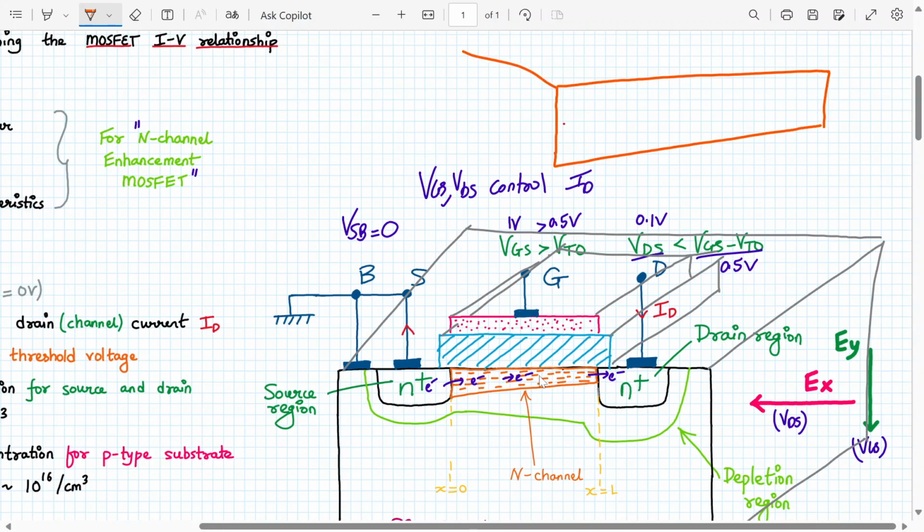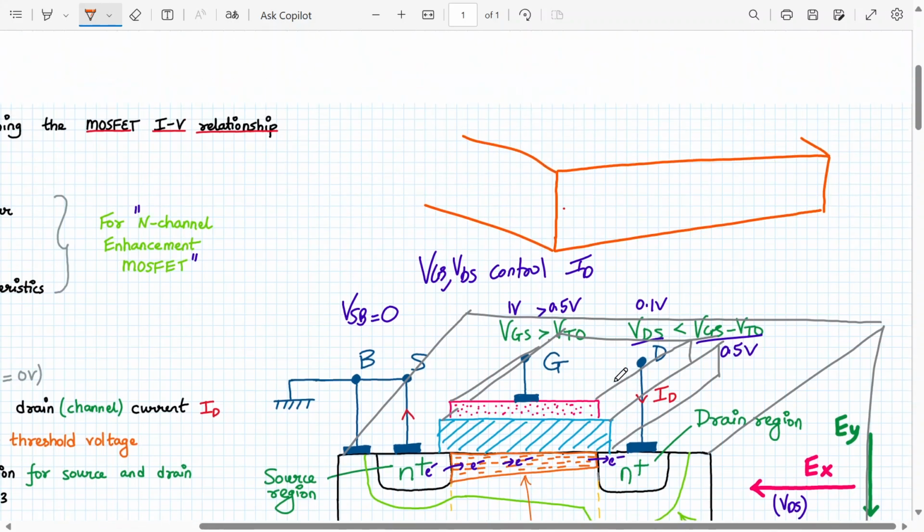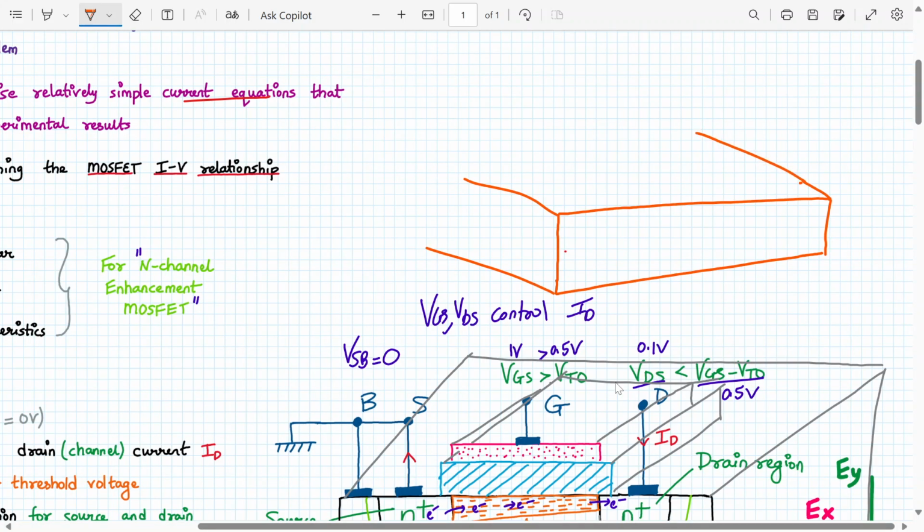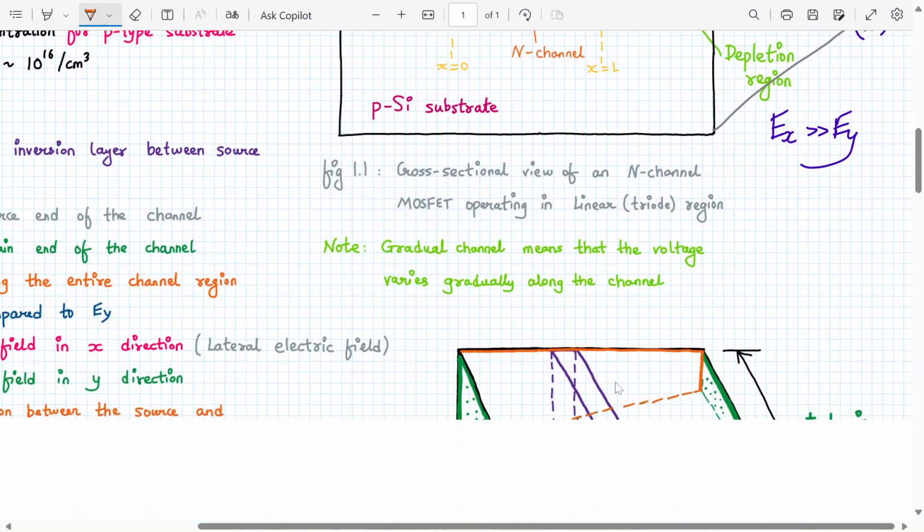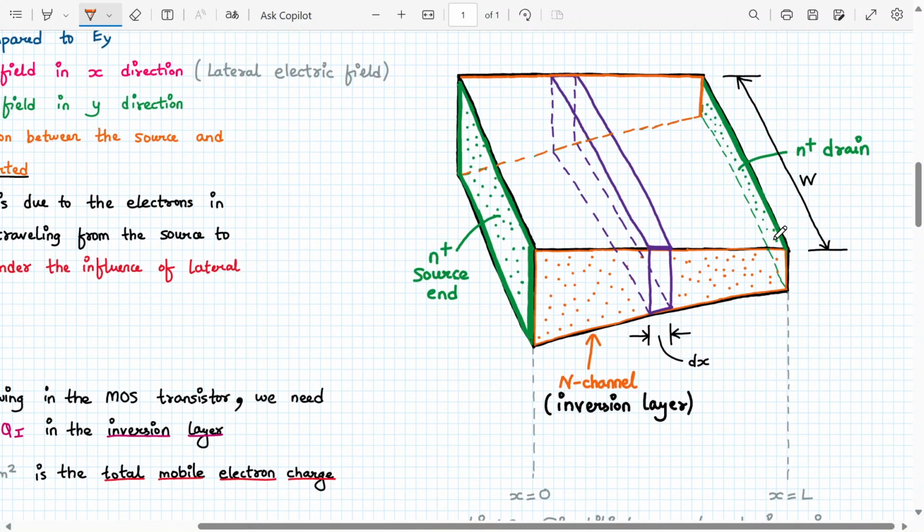But if I extend it in the 3D direction, it will look something like this. This is my channel, my N channel. Now let me show it to you. It will look like something like this. This is my N plus source end of the channel. This is my N plus drain end of the channel. This is my channel width, and this is my channel length L. See, x equal to 0, x equal to L. So this is actually channel length L from here to here. This is my N channel, which is the inversion layer. Everyone understood how we have drawn this?